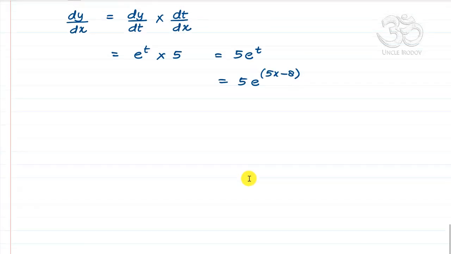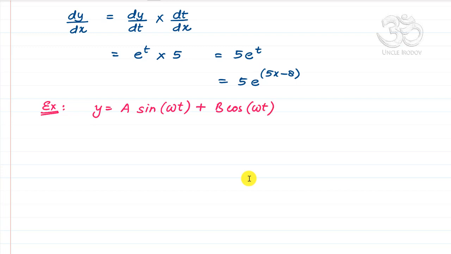Let's take one more example of chain rule, how it works. Let's say I have got y is equal to a sine omega t plus b cos omega t. Let us say some expression where a, b and omega are constants, and I want you to find out what is dy divided by dt.